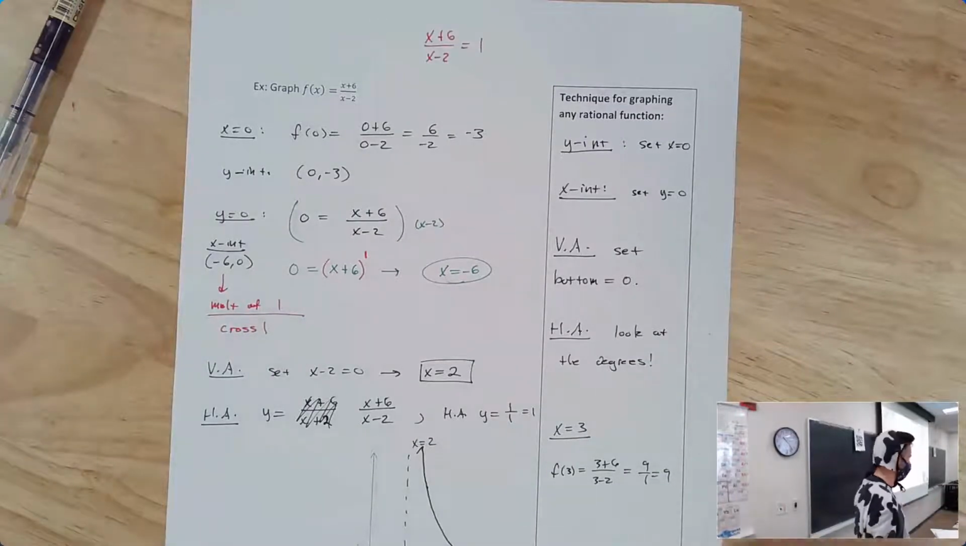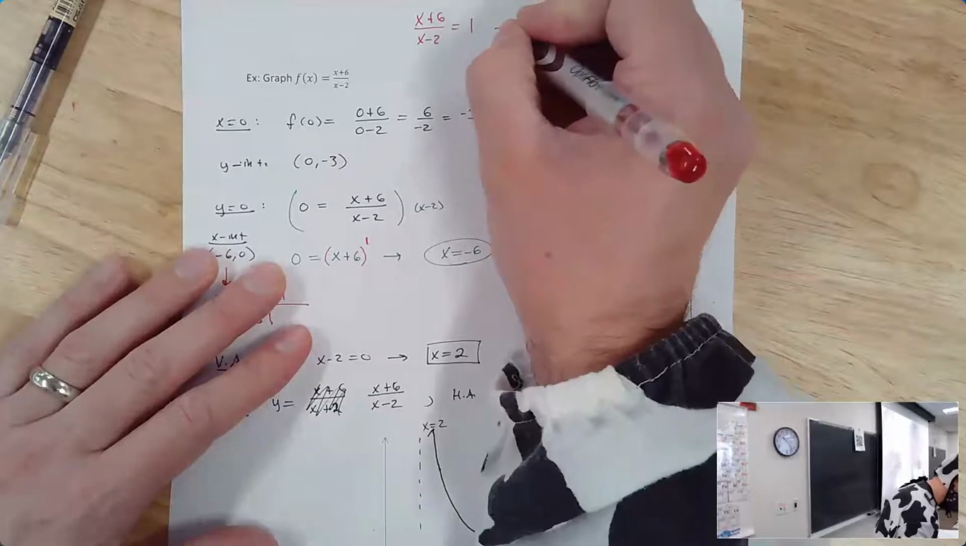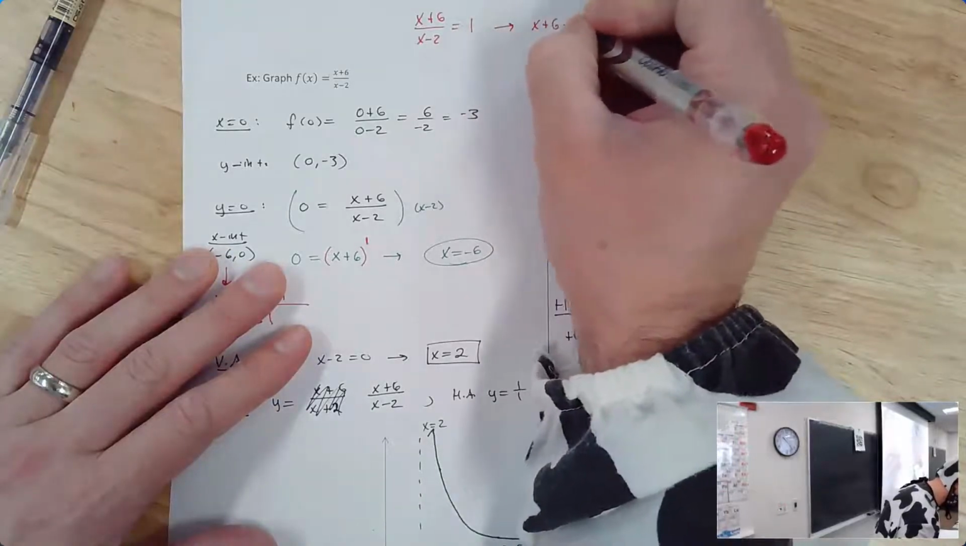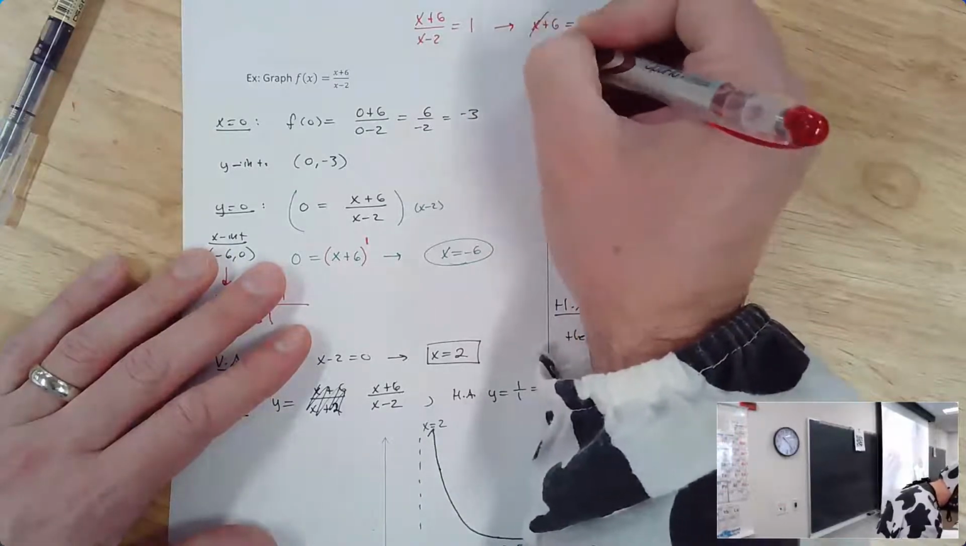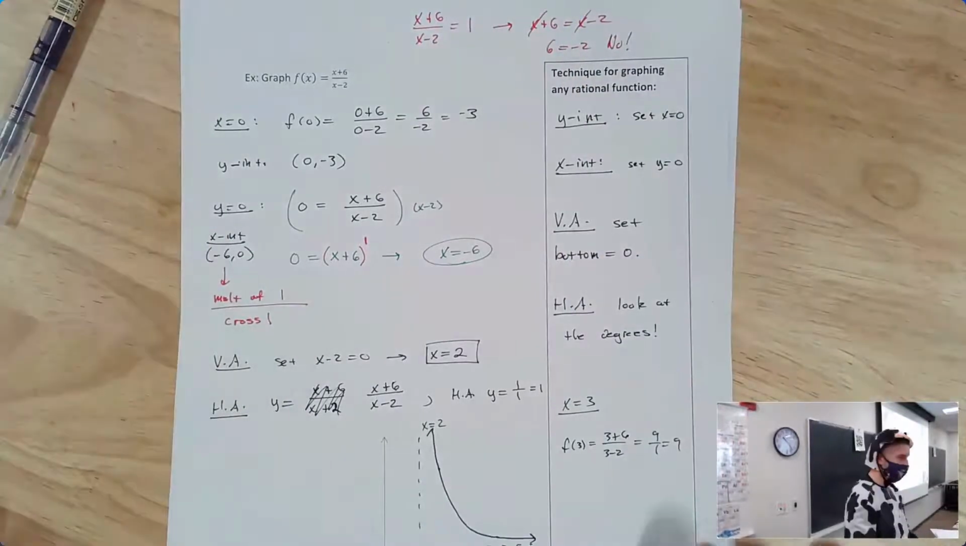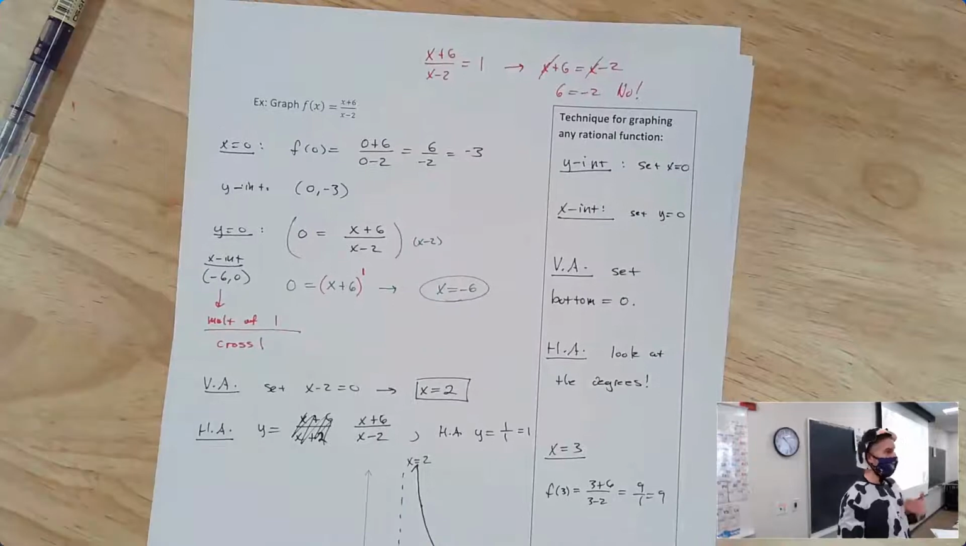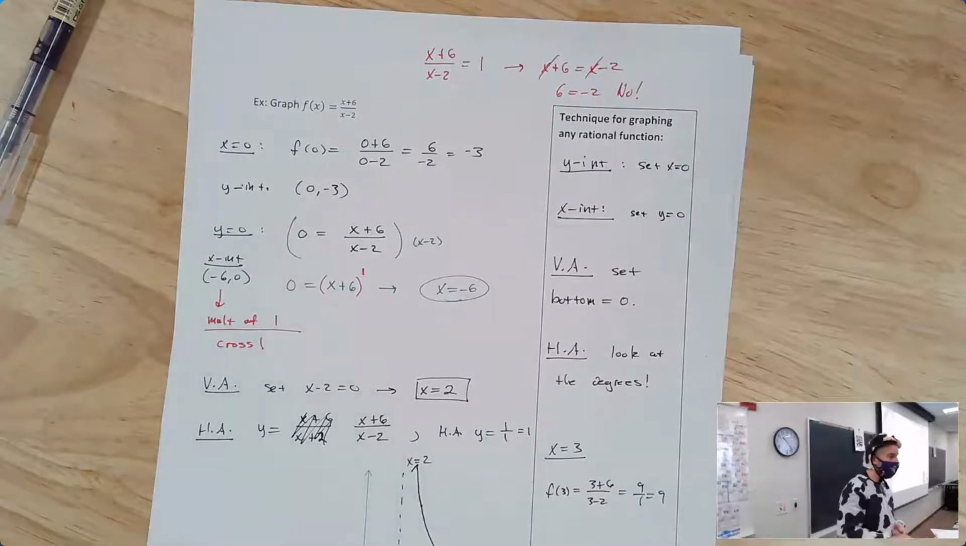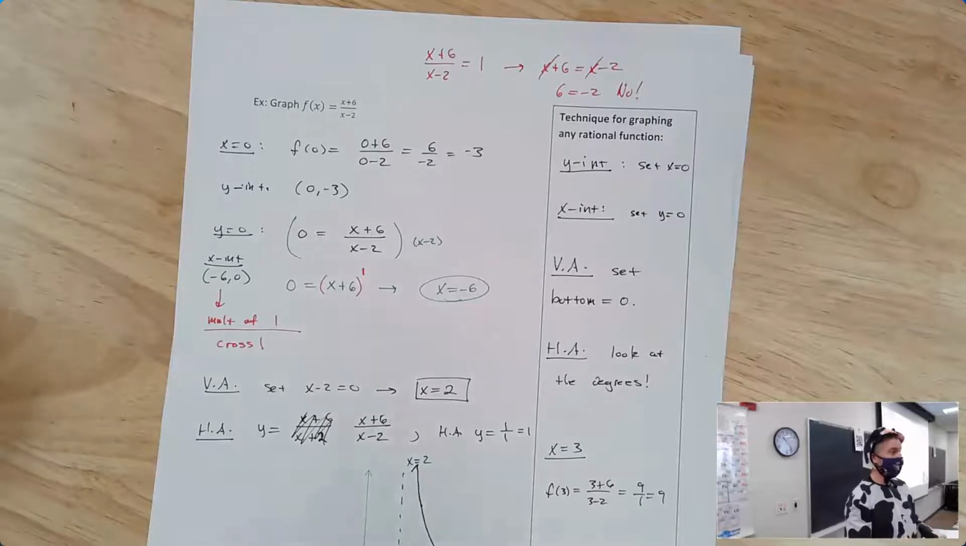Or you could multiply both sides by x minus 2. That's the easier way. X plus 6 equals x minus 2. Oh, not going to happen. But that's in general how you check to see if you cross your horizontal asymptote. If you set the function equal to the horizontal asymptote and then see if there's any solutions. We're not going to worry about it too much though. Because what we're going to see for a lot of examples is we're going to get forced to cross it or not.